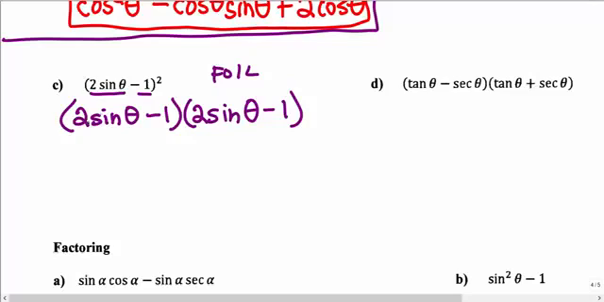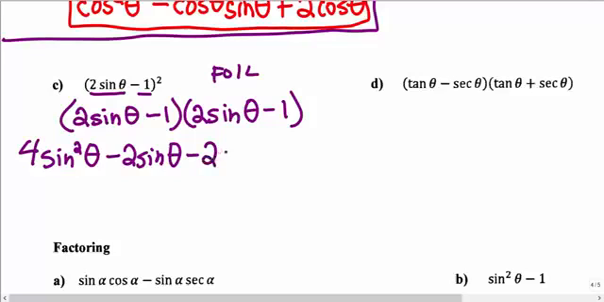So first times the first gives 4 sine squared theta. Outer times the outer, we get minus 2 sine theta. Inner times the inner is another minus 2 times sine theta. And then last times last, negative 1 times negative 1 gives a positive 1.